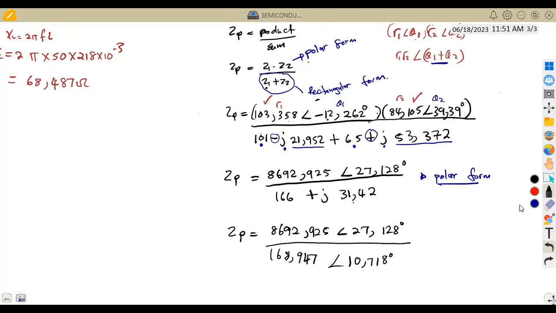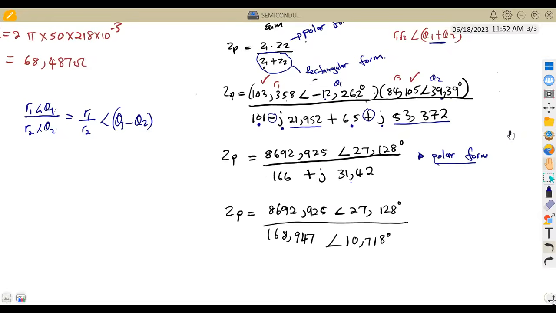Why is it best for us to divide in polar form? Because if you are dividing R1 angle of theta 1 over R2 angle of theta 2 like this, you divide the resultants together, R1 over R2. The angles theta 1 and theta 2, you subtract, that's theta 1 minus theta 2. This is the concept on how to answer when you are dividing, and that's why I said it's best for us to convert to polar form.